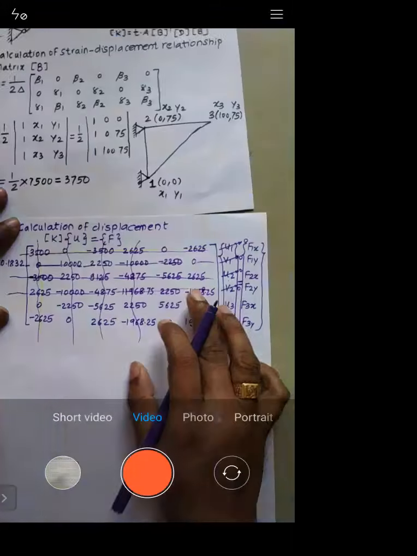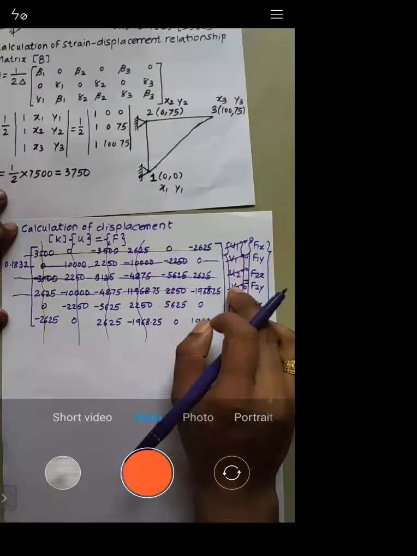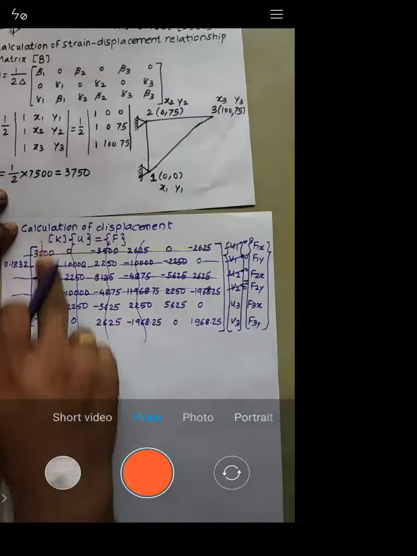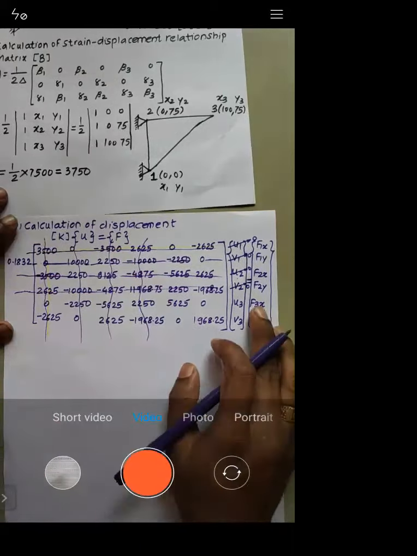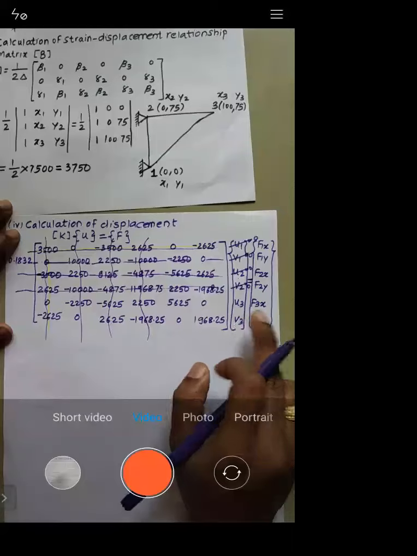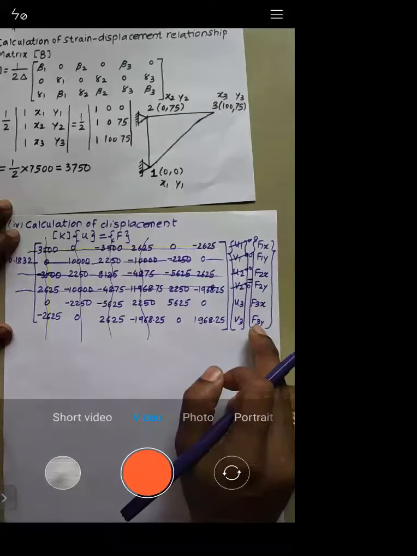Now what is remaining? You have only these two terms, right? U1, V1, U2, V2 are 0. So rows number 1, 2, 3, 4 are 0. Similarly, columns 1, 2, 3, 4 are 0. Right? Now we are interested to calculate U3 and V3. So we should put F3x and F3y.